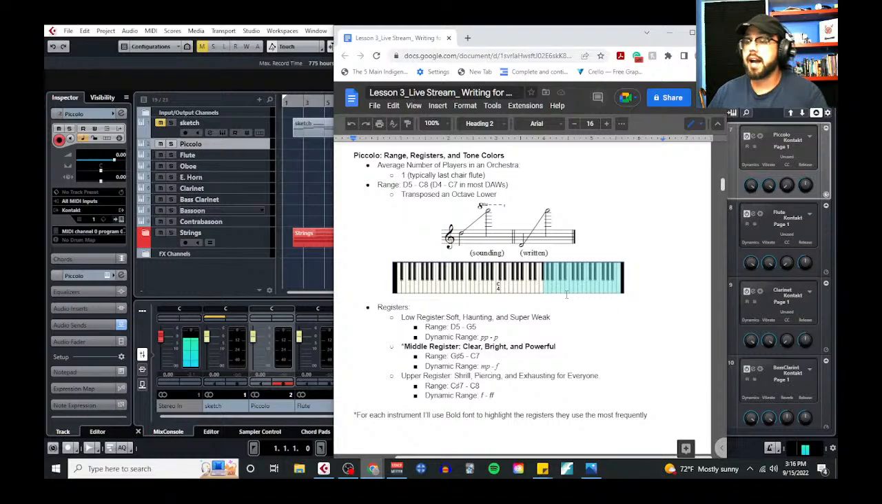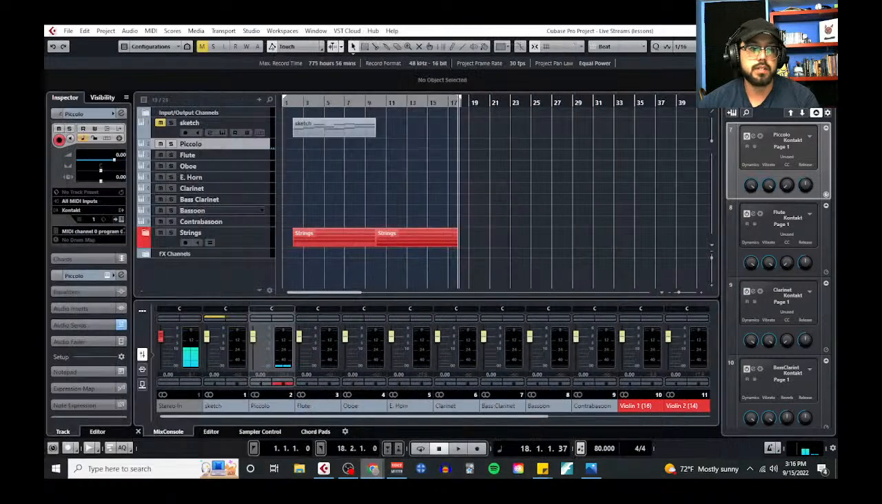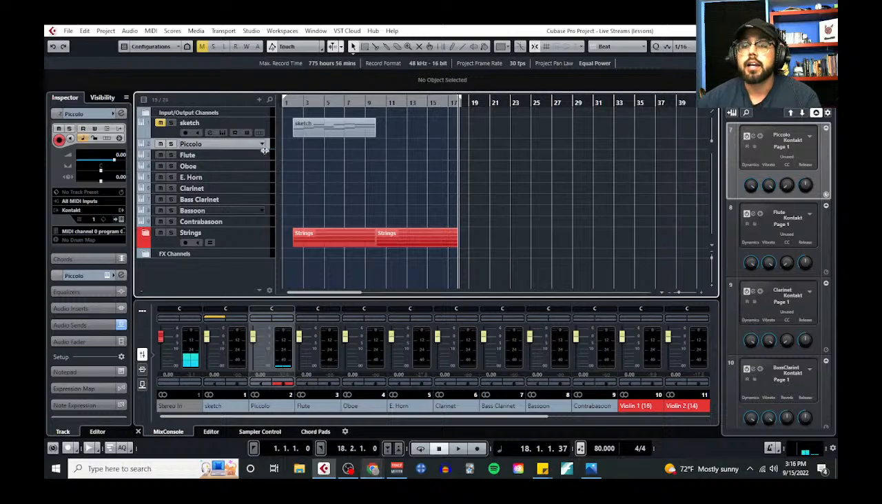All right, so I've got it correct on the staff here, but for some reason I didn't extend the shadow low enough for the piano keyboard, so I'm sorry for that mistake. But the piccolo's lowest note is right here. It's this D. Now, the nice thing about a MIDI performer is you can actually hear this register.